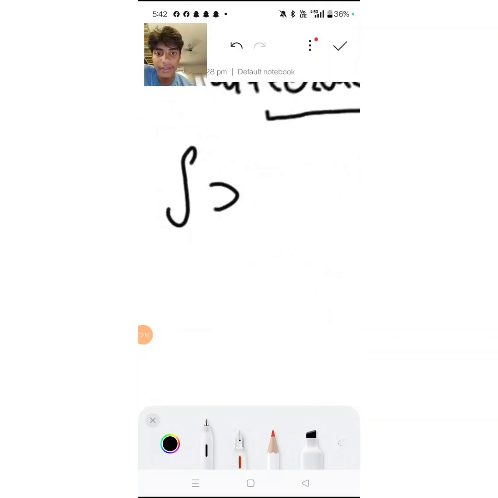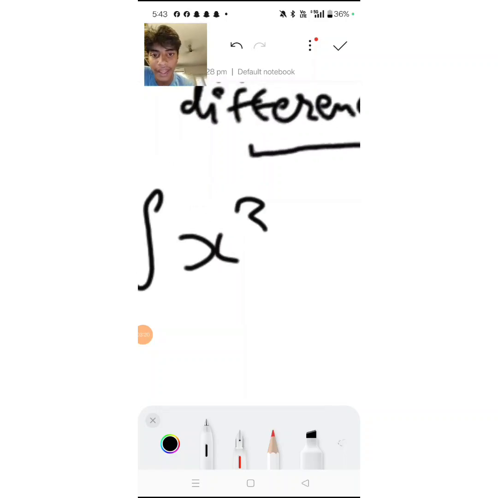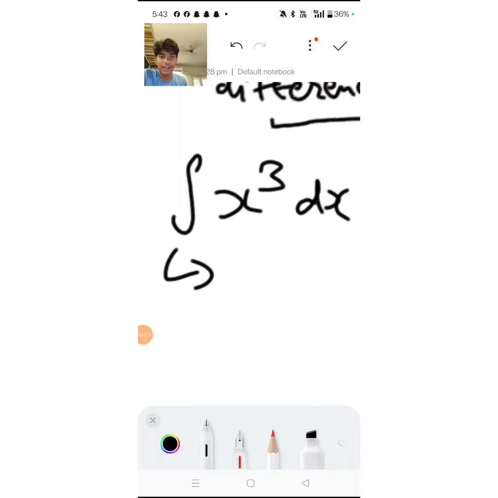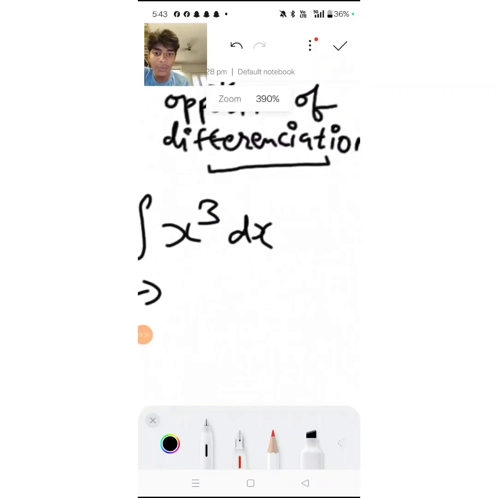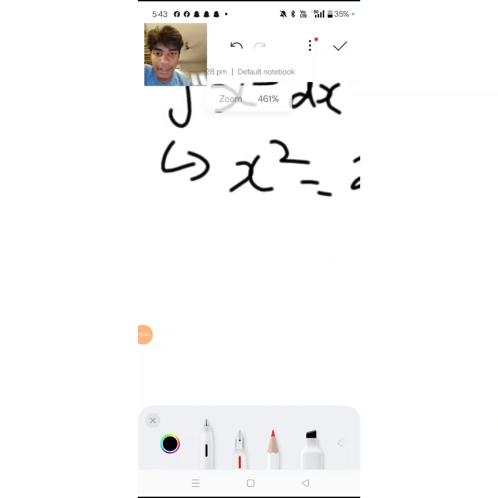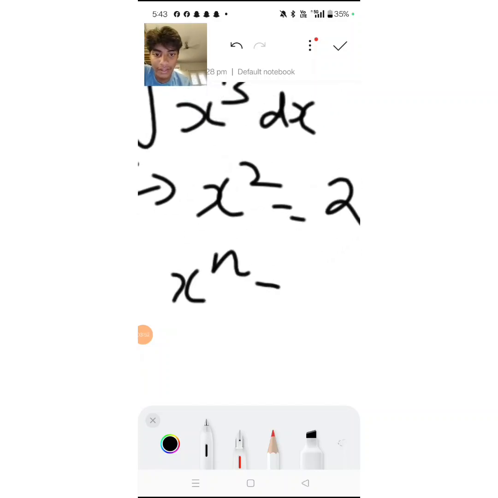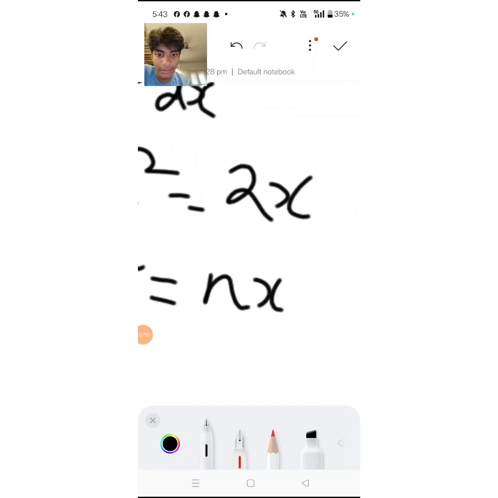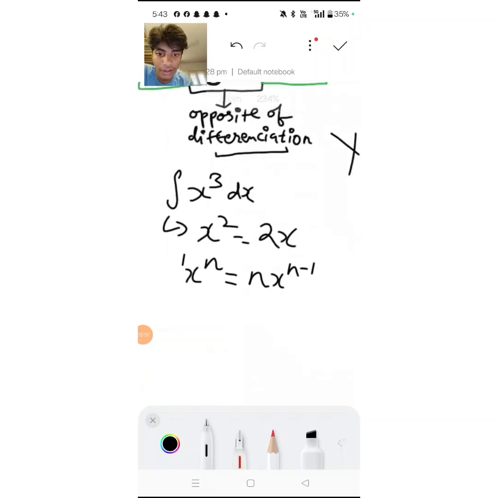Now first of all, when you have to find the integral of, let's say, x, the variable x. Now x, let's give it a power, let's say x to the power of 3 dx. How would you find the integral of this? The basic concept in integration is that it is the opposite of differentiation. What you guys would have learned in differentiation is just x squared is equal to 2x, right? Basically, x to the power of n is equal to n x to the power of n minus 1. This is kind of the formula you guys have to remember for differentiation.